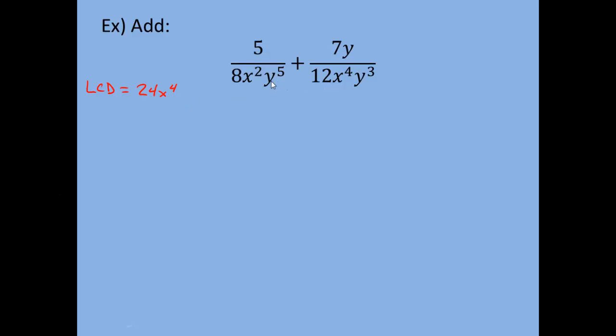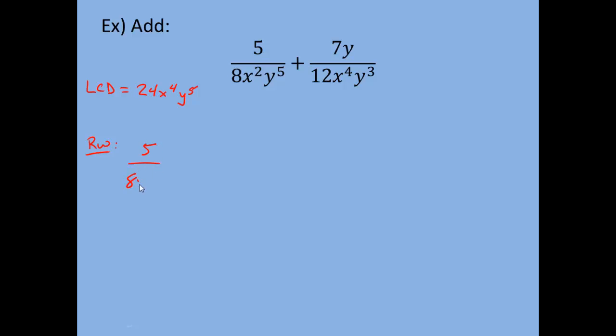And then between y to the 5th and y to the 3rd, we need y to the 5th power. That's the smallest thing they can both go into evenly. It's the largest power you see. And now we're going to do our rewrite step. We want to rewrite each fraction we have here using the denominator 24x to the 4th y to the 5th.